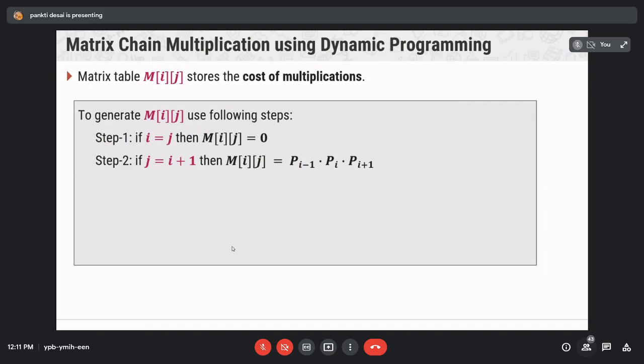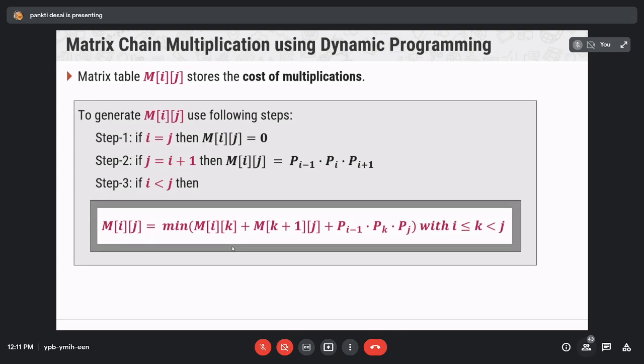Now if j is equal to I plus 1, then Mij is equal to pi minus 1 dot pi dot pi plus 1. Now what are pi minus 1, pi, pi plus 1? They are the dimensions of the respective matrices. And if the value of I is less than j, then what will be the cost of that particular cell in Mij? That is Mij is equal to the minimum of Mik plus Mk plus 1 j plus pi minus 1 dot pk dot pj, with the value of k between I and j.